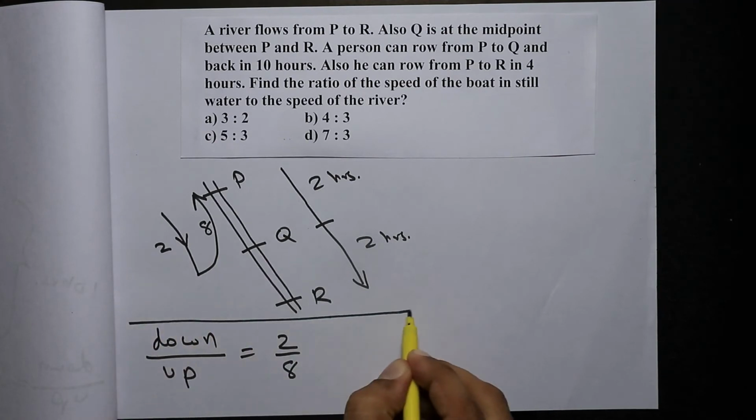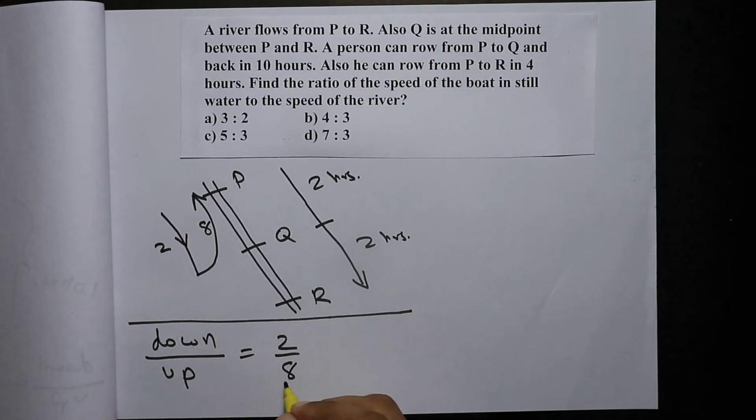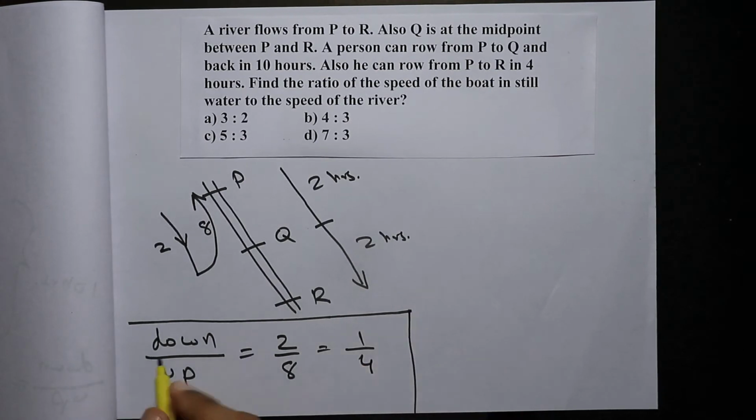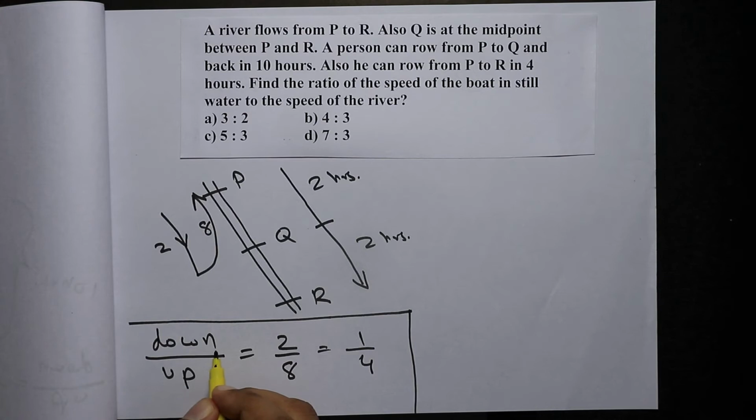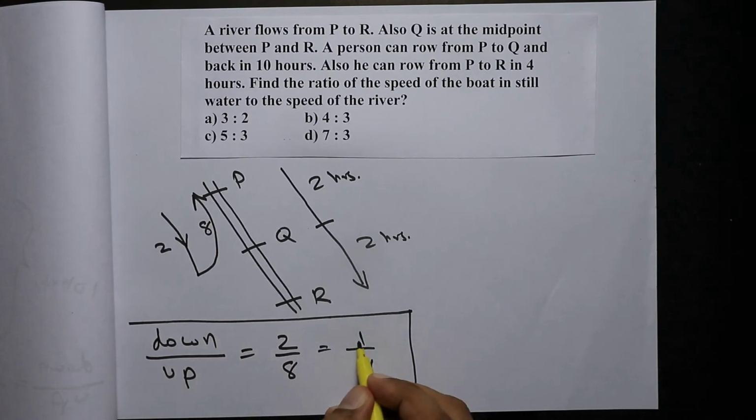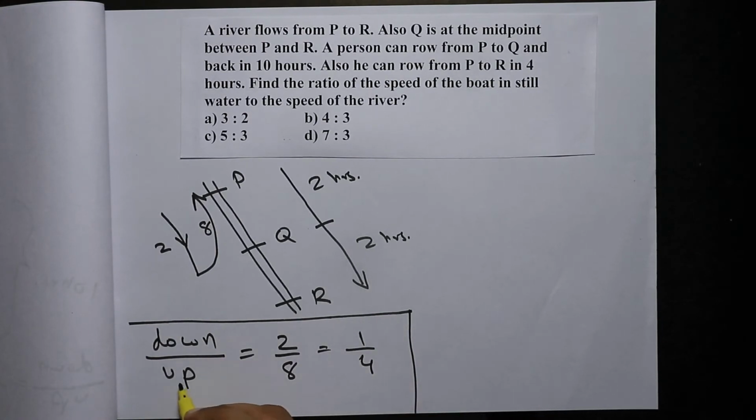We'll just mark it like this. That is in the ratio 2:8, which is the same as the ratio 1:4. So you can say that when you are downstreaming, you will require only 1/4 the time required for upstreaming. Which means that when you are downstreaming, your effective velocity will be 4 times that of upstreaming.